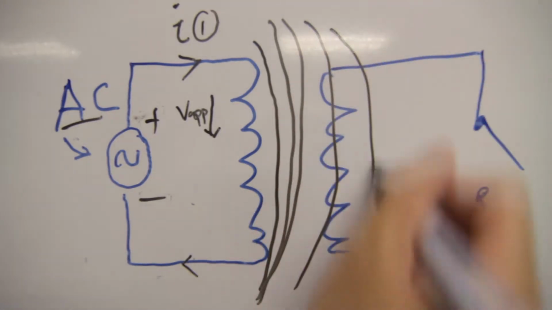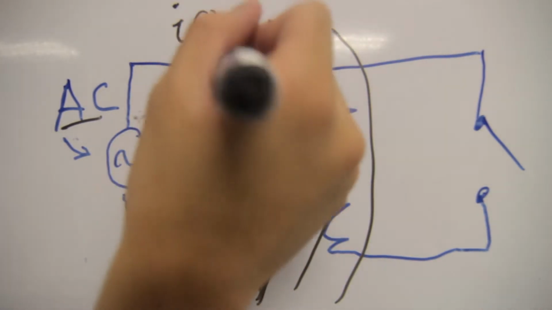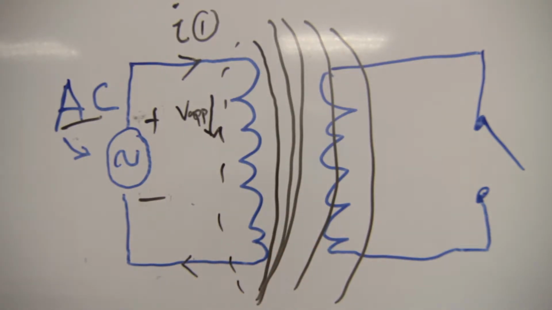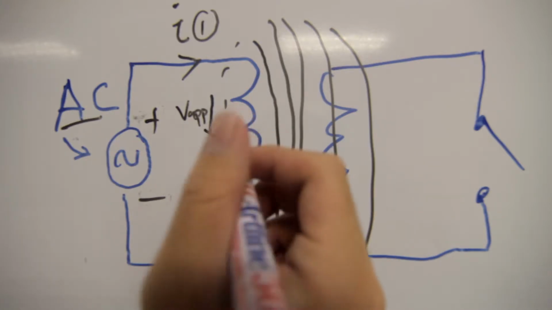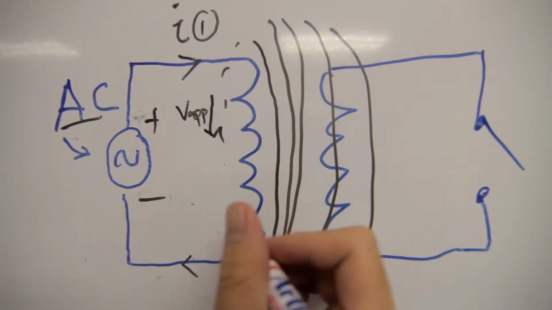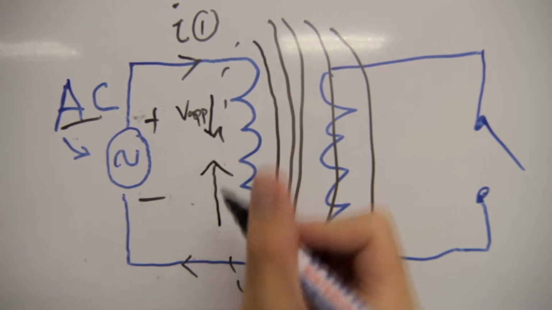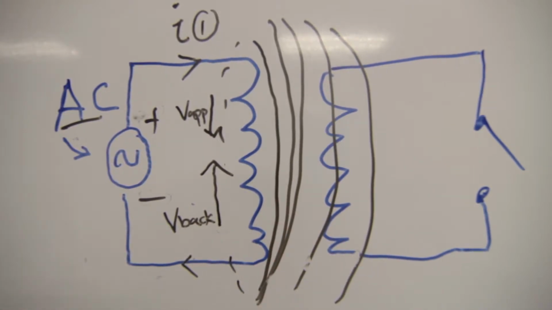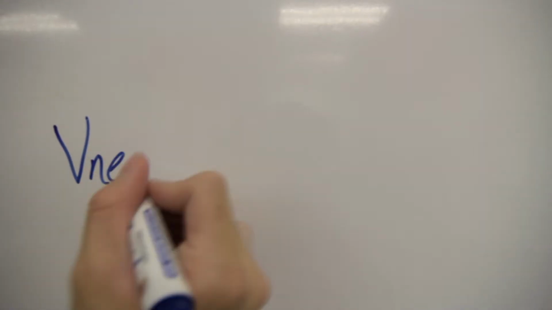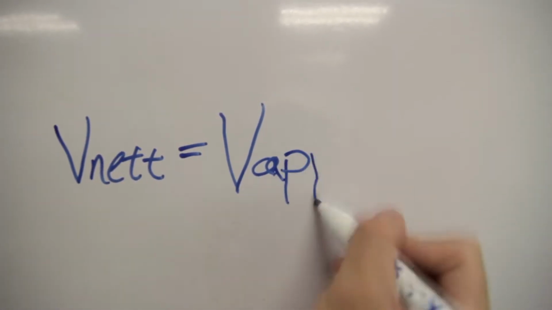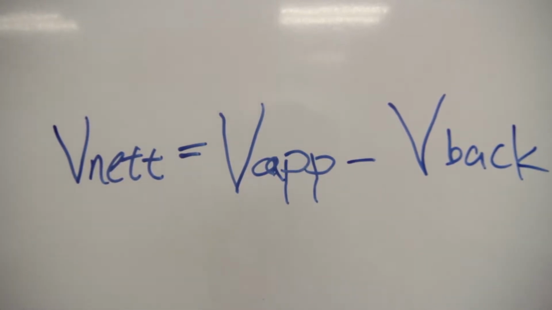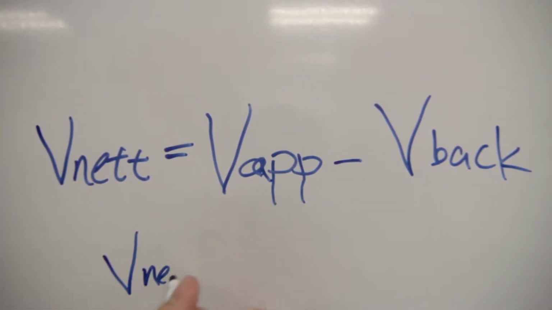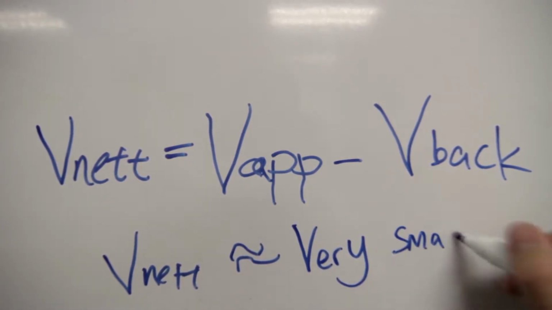Now here's the thing. The magnetic flux from the primary coil will go through both the secondary coil and the primary coil itself. And according to Faraday's law, there will be induced EMF, and according to Lenz's law, the direction of this induced EMF will be the opposite direction of the voltage applied. This induced EMF is called the back EMF. So now we can form a simple equation, which is V net equals V app, which is the voltage applied, minus V back, which is the back EMF. And for your information, this V net is very, very small.